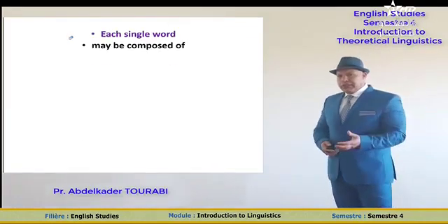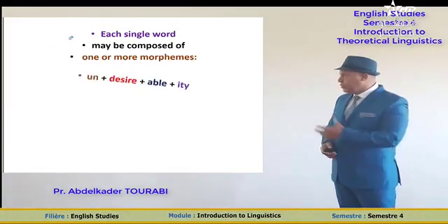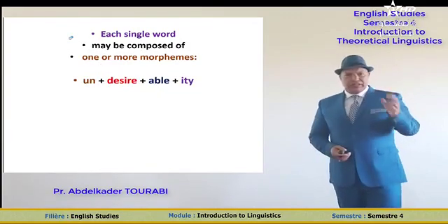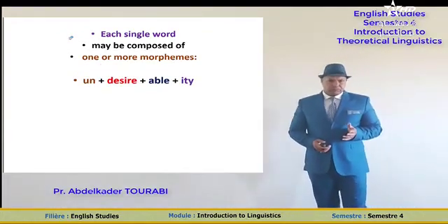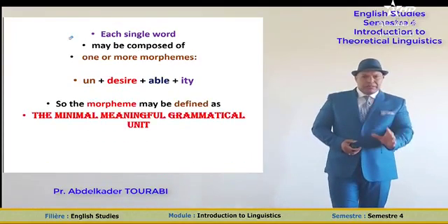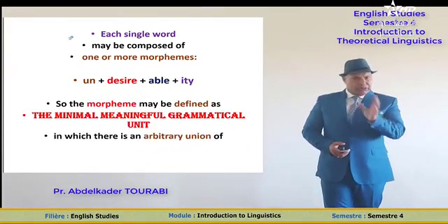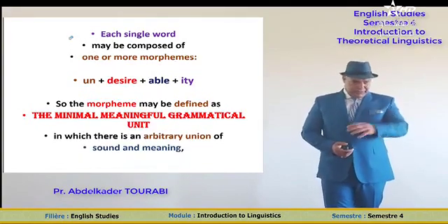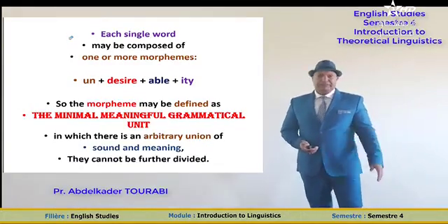Each single word may be composed of one or more morphemes. We have an example here. If we take the example of undesirability, this word consists of un, desire, able, and ity. So the morpheme may be defined as the meaningful grammatical unit which has an arbitrary union of sound and meaning, form and meaning, and it can't be further divided or analyzed.